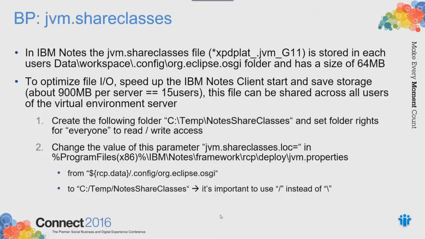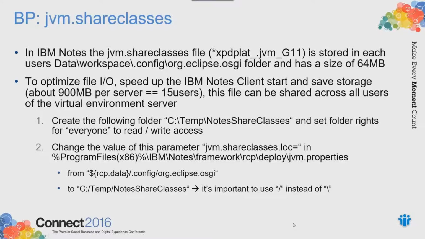So you simply need to go into the JVM properties file, which is located at some point in the program directory of the Notes client, and then change a line to point to a static location on that virtual server. And as of then, the Notes clients will be using this file from the central location. And that on top has another advantage, because every time you are creating a new data folder with an initial start of the Notes client, the Notes client does not have to create this 64 megabyte file, and that even speeds up the Notes client start.